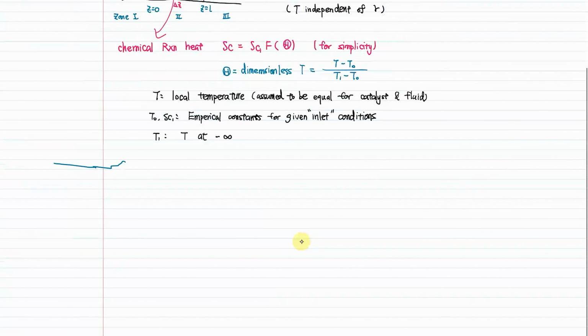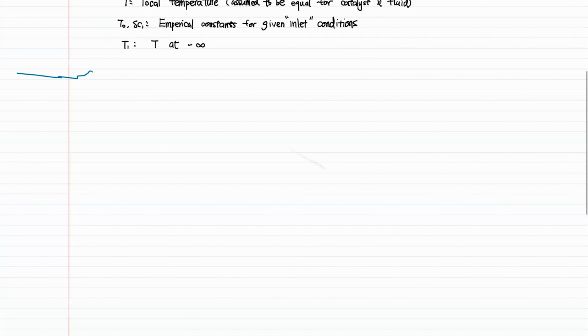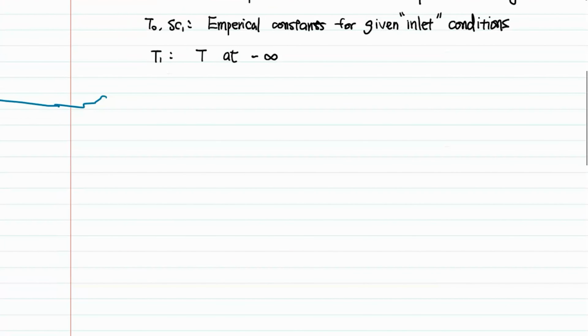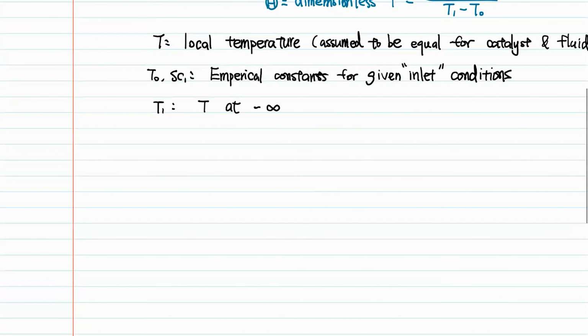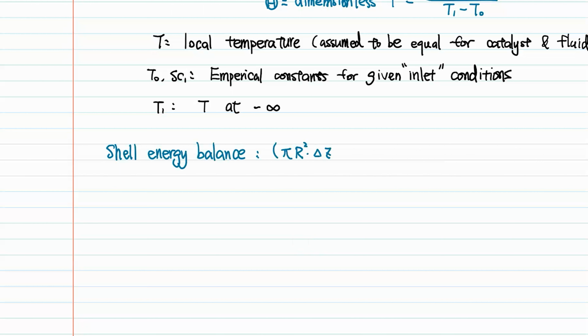So let's write that down. My apologies, my tablet does this all the time. So, shell energy balance. We already defined the delta z, so we need to figure out the volume of the shell. The volume of the shell would be pi r squared times delta z, the cross-sectional area times the thickness of the shell.